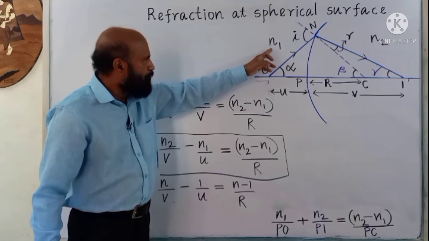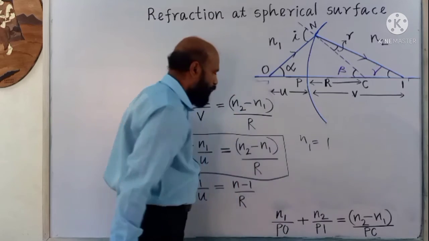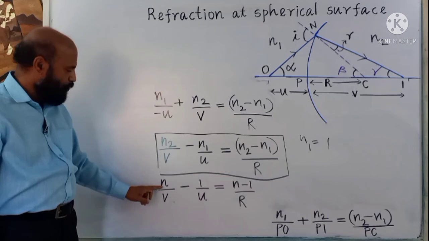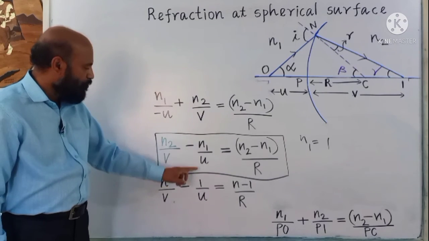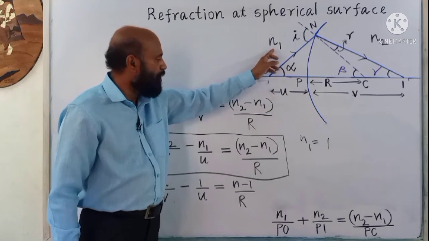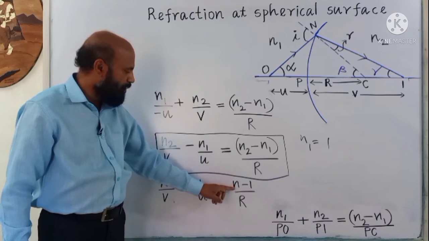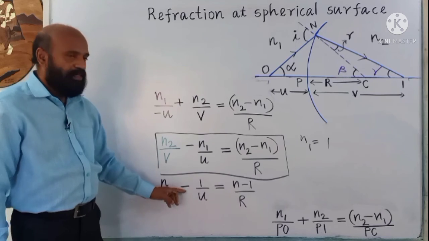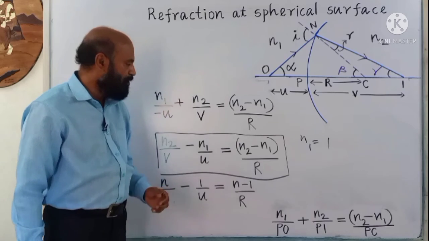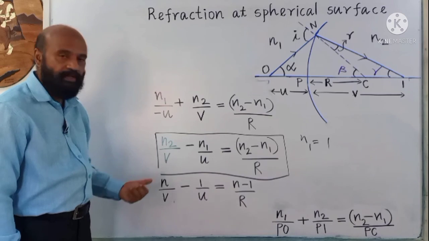Suppose the first medium is air, then instead of N1, you can write 1 in this expression. Then instead of N2, you can write N. So N by V minus 1 by U is equal to N minus 1 by R, if the first medium is air. So this is the general expression for refraction at a spherical surface.